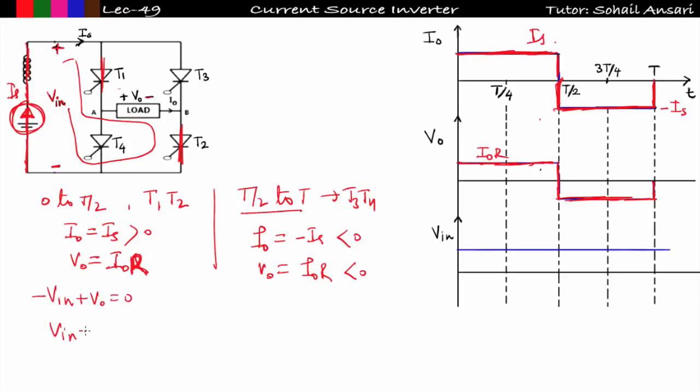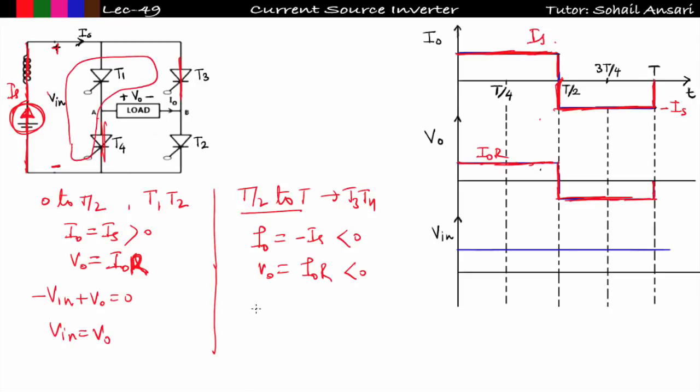So in this case V in is equal to V naught. Fine. Now see, from T by 2 to T, what is going to happen? From T by 2 to T, T3 and T4 is triggered. So apply KVL in this loop. See, now the loop has changed.